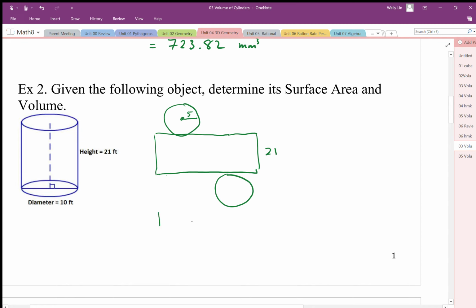And we want to know the width of that rectangular piece, and it's going to be the diameter times pi, the circumference, which is 10 pi. So we do 21 times 10 pi, which gives us 210 pi as the area of that rectangular piece. To find the area of the circular pieces, and there's two of them, we're going to square the radius and times by pi. That's going to give us 25 pi units squared, which is about 78 or so.